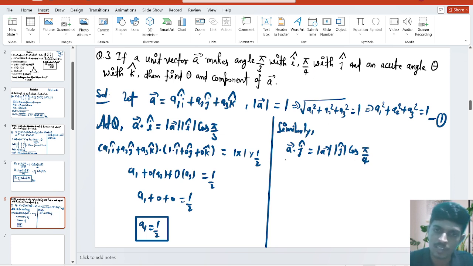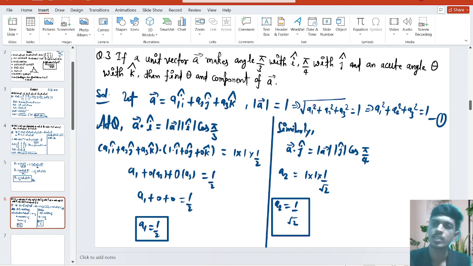Just simplifying it, every coefficient of A1 and A3 becomes 0, and A2 into J cap becomes A2. So vector A dot J cap becomes A2. Modulus of vector A is 1, and cos pi by 4 is 1 by root 2. So A2 is equal to 1 by root 2. I hope it is clear to you.